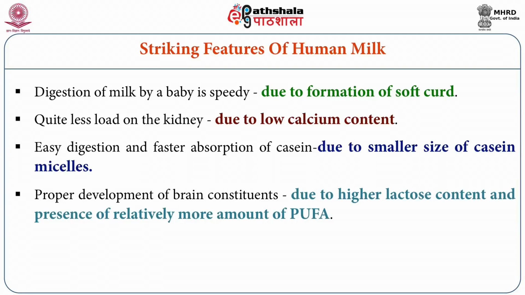Human milk has more lactose and more amount of polyunsaturated fatty acids, that is PUFA, and these two constituents help in proper development of brain.